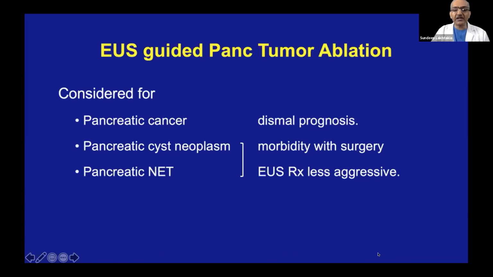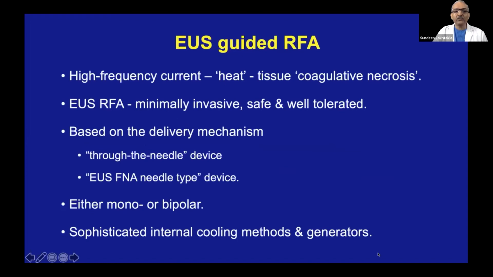And EUS guided therapy can provide a less aggressive and an equally beneficial result, if not better. So how do we do it? Before I start, just one slide on the physics. It's a high frequency alternating current, which is passed through the device, which is a needle kind of a probe, looks like an FNA needle.